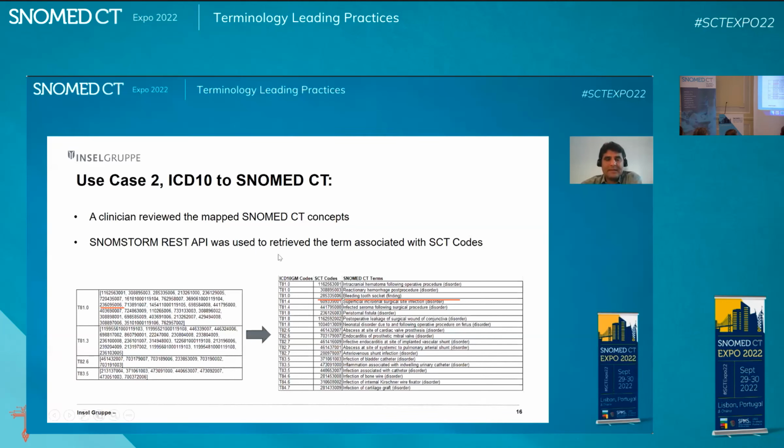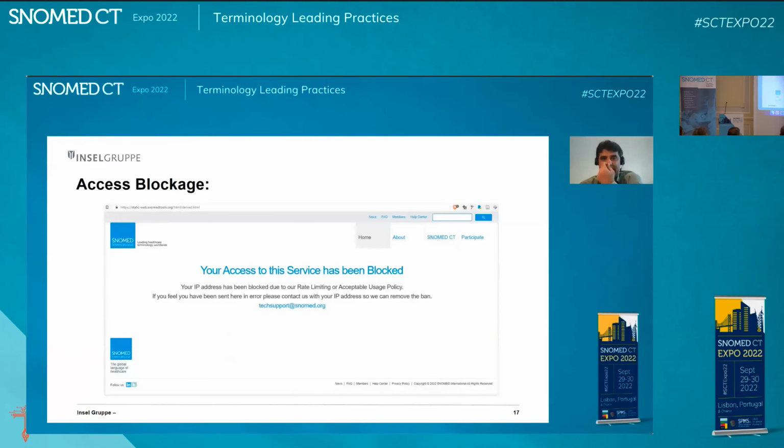As I said, a clinician reviewed the SNOMED CT concept, and we use Snowstorm REST API to keep all the associated terms also. But this could be dangerous, I would say, because we have issues. I actually got blocked by SNOMED CT because I was running a lot of queries, and I think at the server end, there is a restriction on how many queries one can perform.